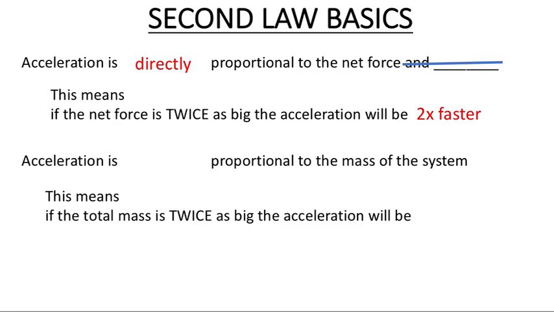On the other hand, acceleration is inversely proportional to the mass of the system. Inversely means that the variables do opposite things. As the mass got bigger, the acceleration of your balloon should have gotten smaller. This means that if the total mass is twice as big, the acceleration will be half as fast. Notice that we divided by 2 instead of multiplying. These two patterns that you're looking at summarize Newton's second law.